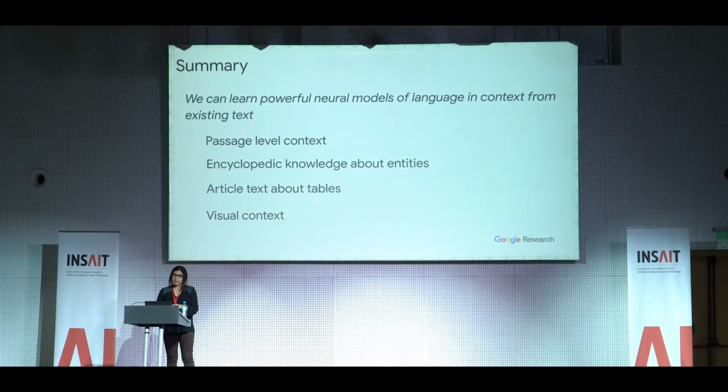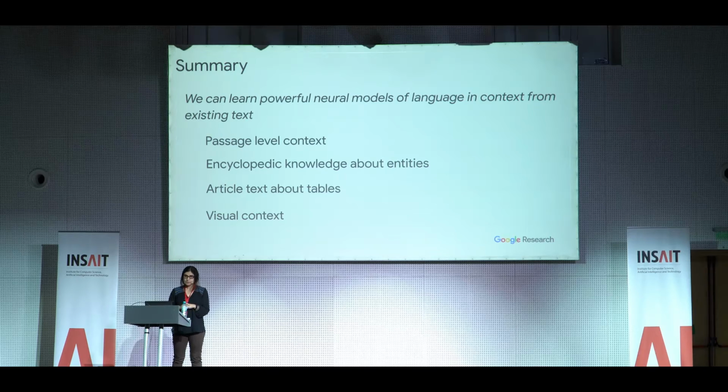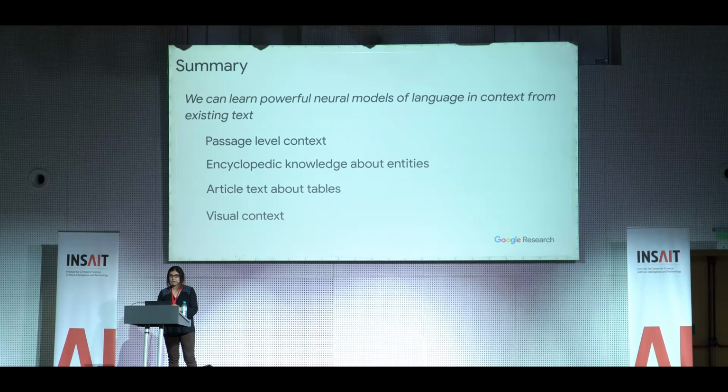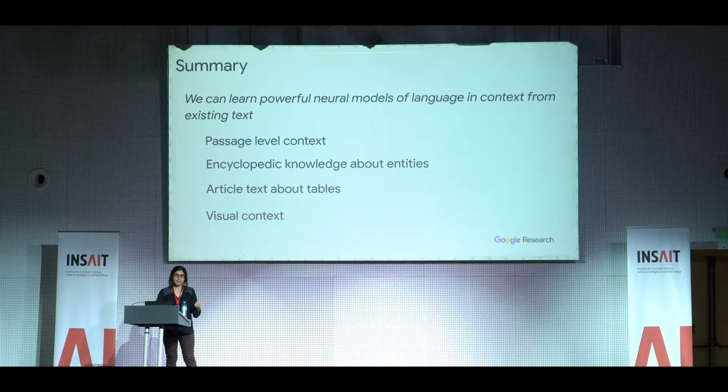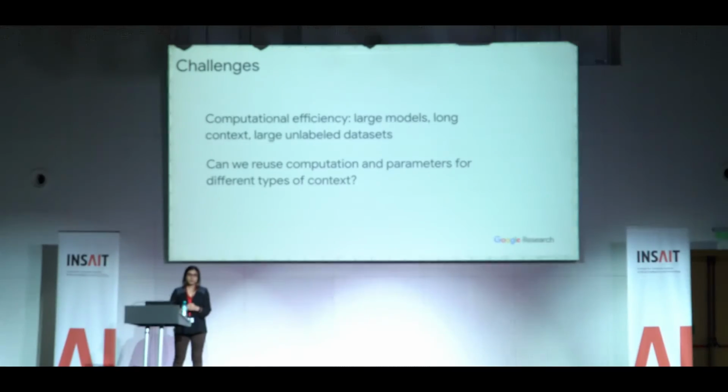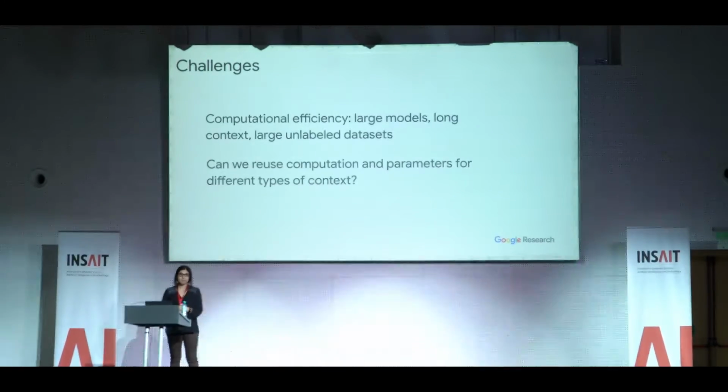So in summary, what I've shown here is that we can learn how to represent text in context from unlabeled text, and that those models are really useful. They've been improving the state-of-the-art quite substantially in recent years. Also, there are ways to use additional context, both from background knowledge and multiple modalities, to build better representations.